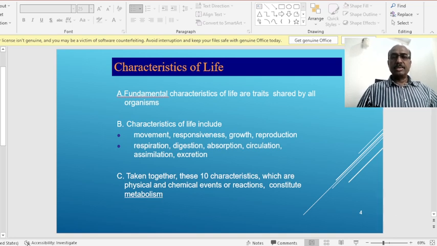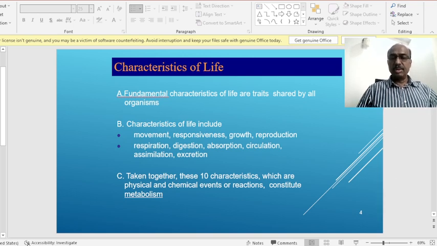Now comes to characteristic of life. Friends, what are the characteristic of life? Movement, responsiveness, growth, reproduction, respiration, digestion, absorption, circulation, assimilation and excretion. These all functions a human being does in day-to-day life. So these are the characteristics of life.